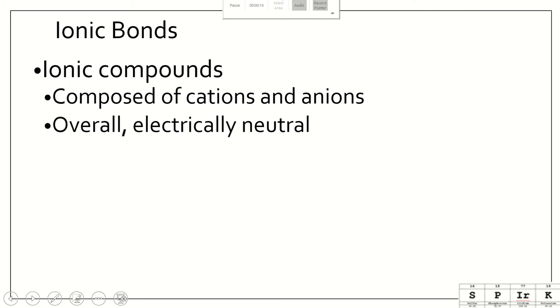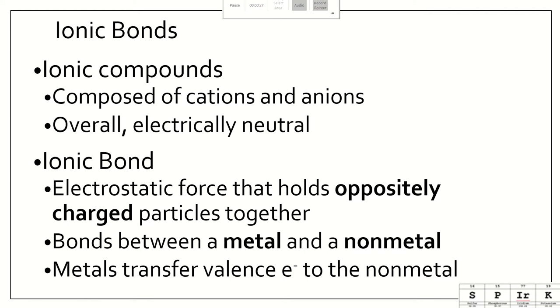So ionic compounds are composed of cations and anions. And remember that cations are positive, anions are negative, and overall they are electrically neutral. So they combine and they balance each other out. An ionic bond is an electrostatic force that holds oppositely charged particles together. These are always bonds between a metal and a nonmetal.